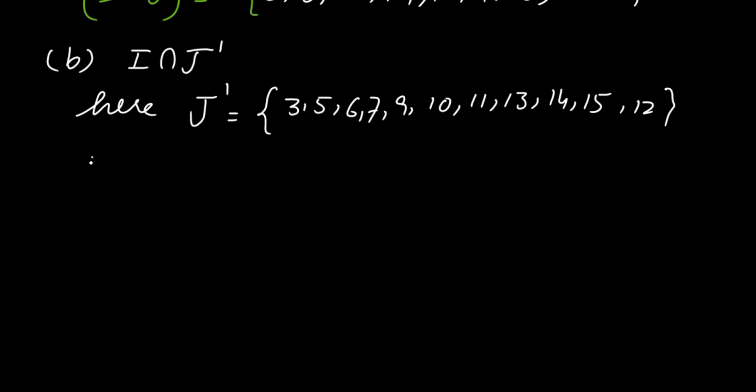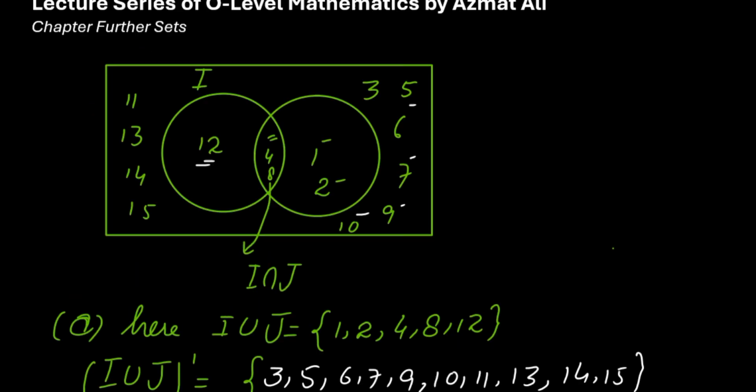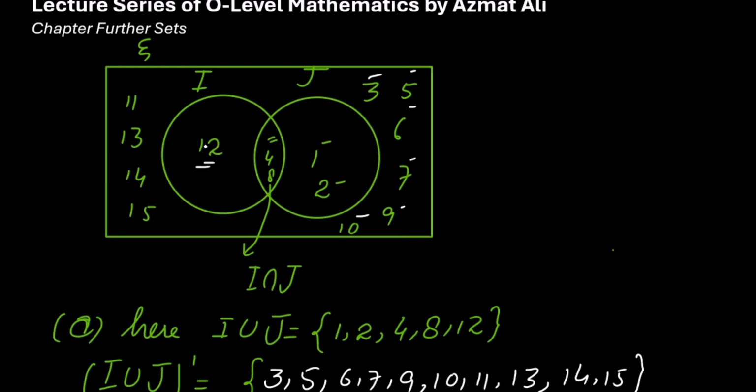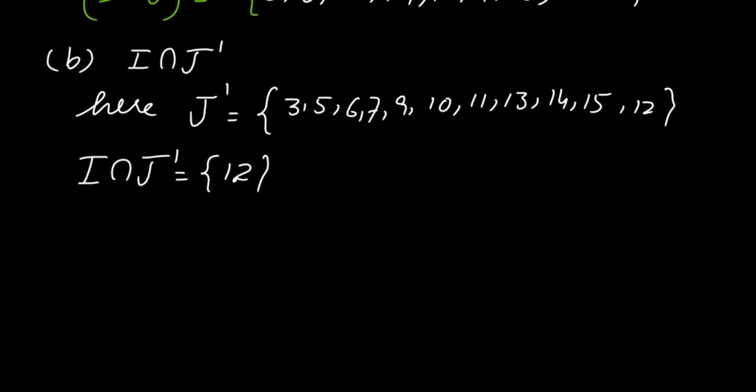Lastly, I intersection j complement clearly contains only a single element, that is 12. From the Venn diagram, you can see that there is a single element 12 here. This is a single element that is common in both region I and region j complement. So the last part is a singleton set that contains the element 12.